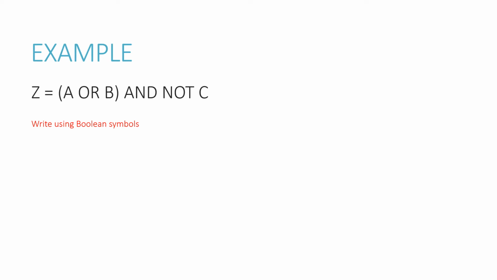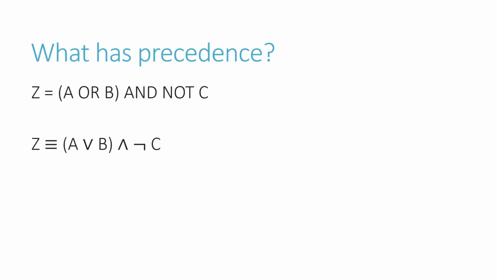So let's imagine that you've got to change this expression into a logic circuit, or you might be shown it using Boolean symbols. You really should be comfortable about swapping between either, because they could use either in the exam. Okay, so remember precedence. So which part of this expression, I've written it both ways, it's the same expression, which part of this expression has precedence?